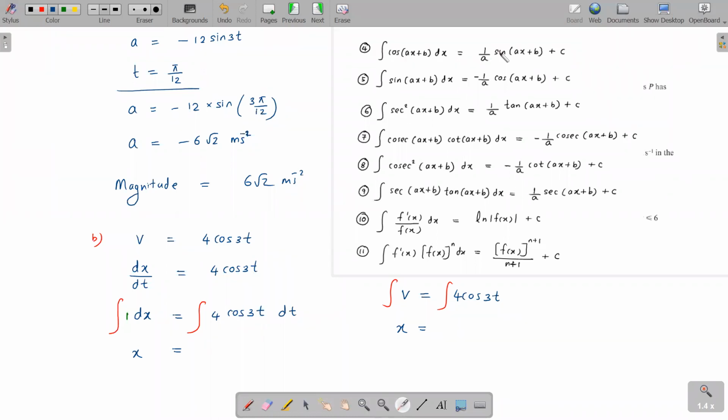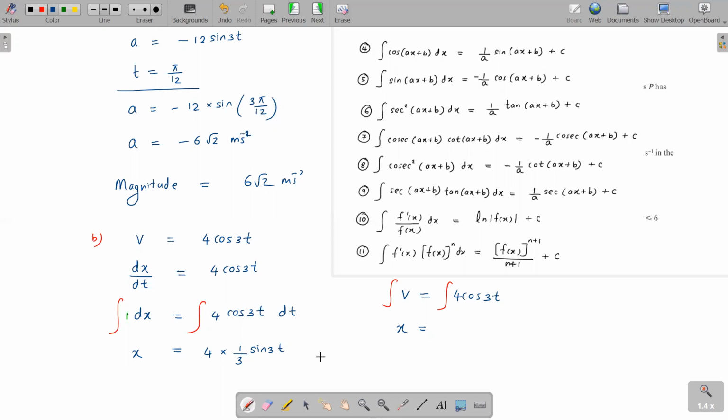Cos ax plus b is 1 over a sin ax plus b. Can you see? 4 is a constant, let the 4 be there. Cos 3t: instead of x, we have the t variable. There's no plus b part here, just the 3t. So just work with the cos ax part. Cos ax is 1 over a sin ax. So 1 over a is 1 over 3, sin 3t. That's all. There's no plus b part here, so just ignore it. 1 over 3 sin 3t. Do you agree with me? I'm done with the integration.